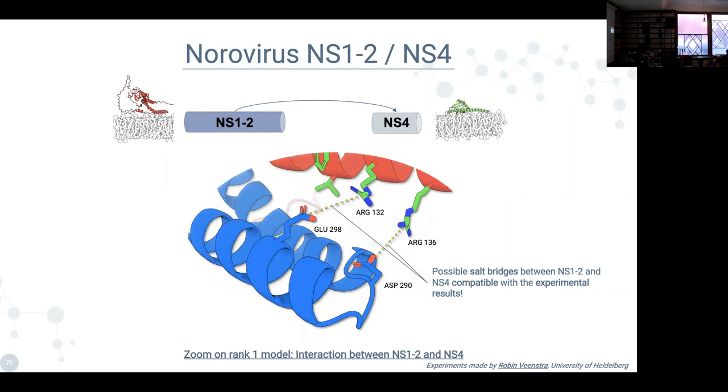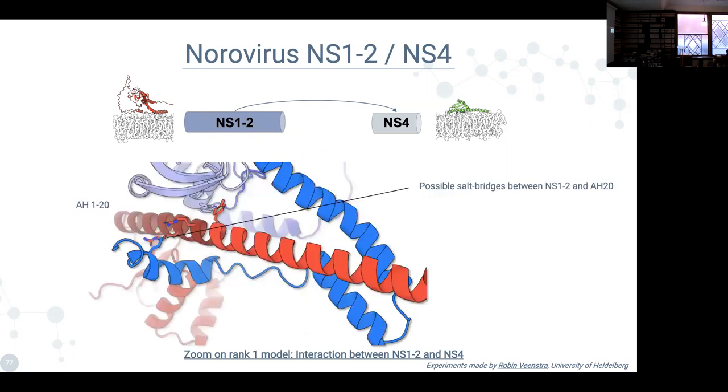I said possible because the distance is quite far away right now between the two. But still, you have an arginine and glutamine, and an arginine and aspartate not far away. So you have a possibility to form salt bridges here. So it was very interesting because it was in accordance with the experimental results.